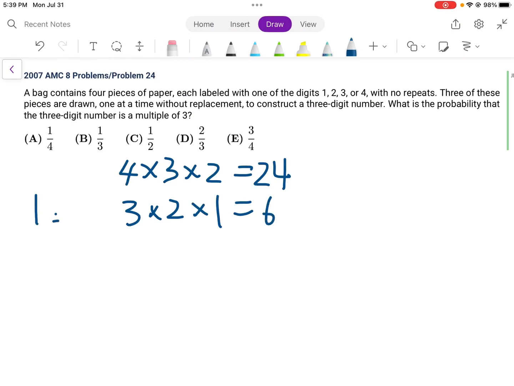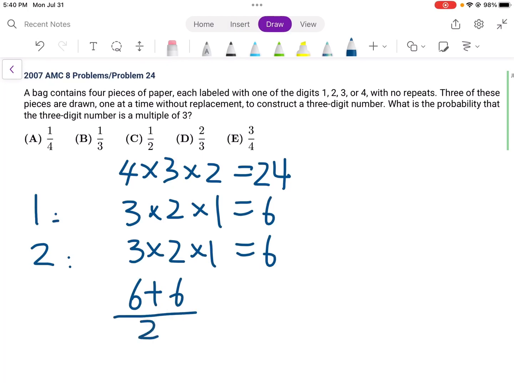Now if we don't have 1 and we have 2 in our choice, then the other 2 numbers will be 3 and 4. In that case, the arrangement of the 3 numbers will also be 3 multiplied by 2 multiplied by 1, and that's 6. Therefore, the probability will be 6 plus 6 divided by 24, and that is 1/2. The answer is C.